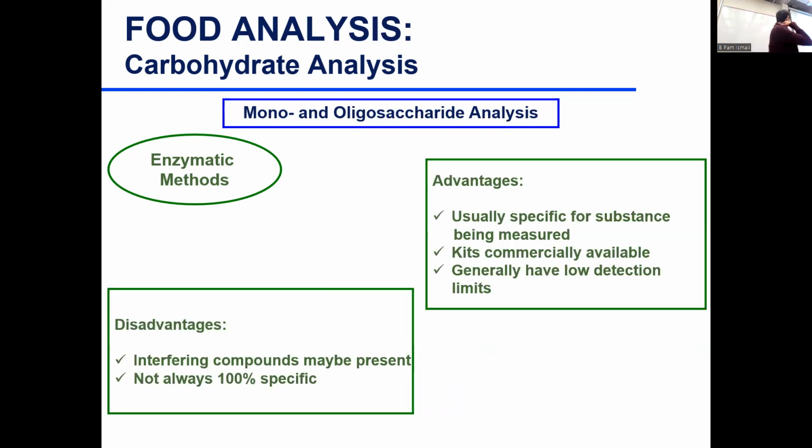So, advantages of the enzymatic methods. You can buy them, the assays are available, so they're easy, you follow manufacturer instructions. And they're usually very specific to the substrate and have low detection limits, so very sensitive.